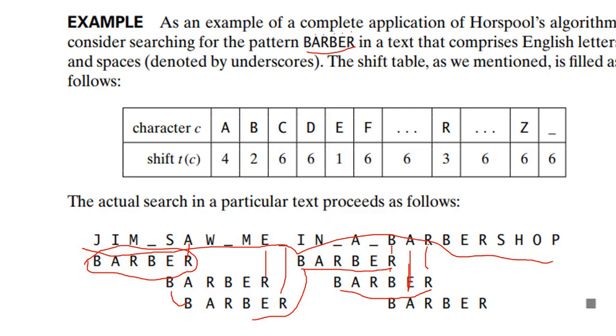So what will I do? I have to check R. What is my R shift value? 3. So 1, 2 and 3, I come to the third position. When I shifted, I got my pattern match. Now when I match, this is equal, this is equal, this is equal, this is equal, this is equal. So now everything is matched.